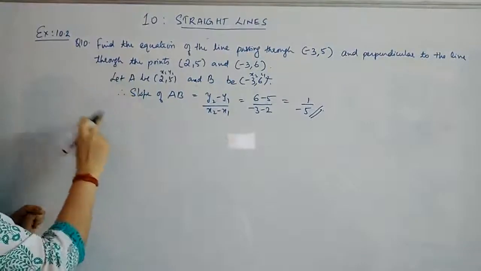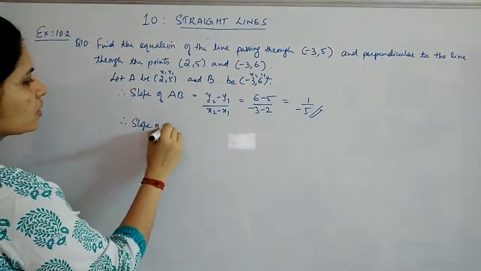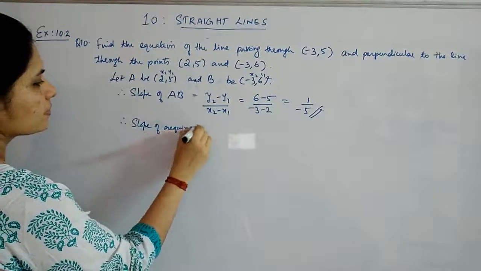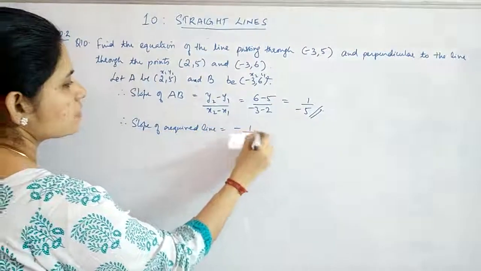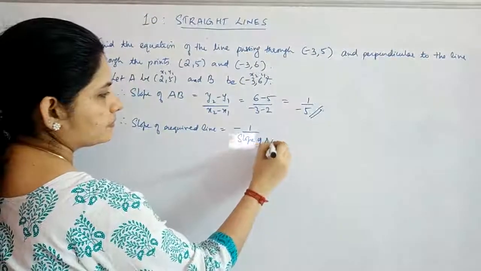Now what we need is the slope of the required line. Therefore the slope of the required line will be negative 1 by the slope of AB.